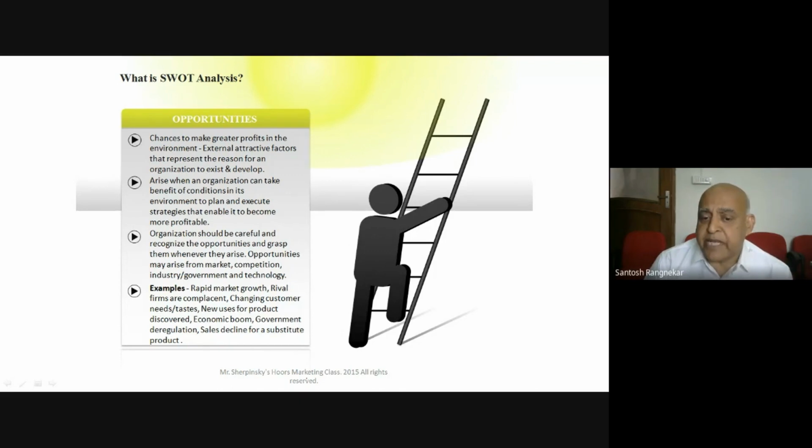But the organization should be careful, recognize the opportunities, and grasp them whenever they arise. Many times, people are not availing the opportunity which is given to them. They lose that particular opportunity. So this slide suggests we have to be very careful when recognizing opportunity, and not only by knowing the opportunity, we have to work on it. Action is required, and those opportunities may arise from the market, competition, industry, government, technology, anywhere. Examples are given: rapid market growth, rival firms being complacent, changing customer needs, new uses for the product discovered, economic boom, government deregulation, sales decline, and so many.